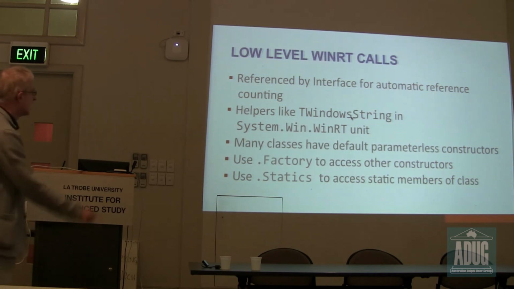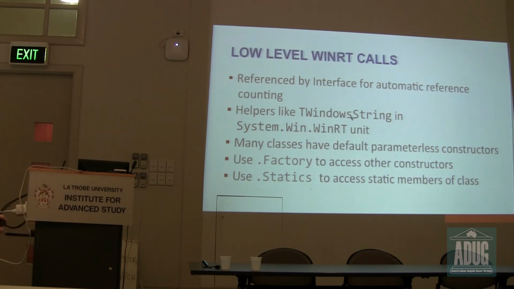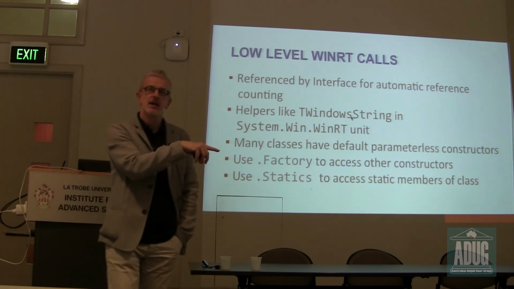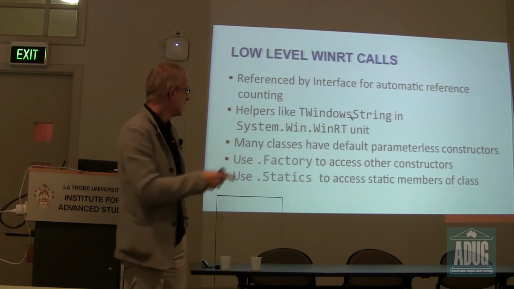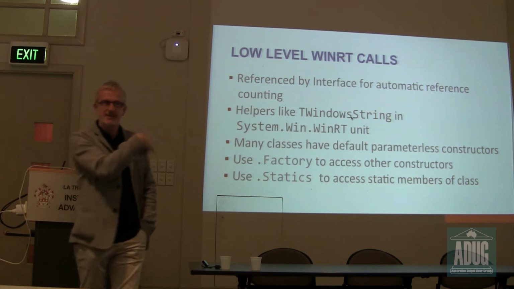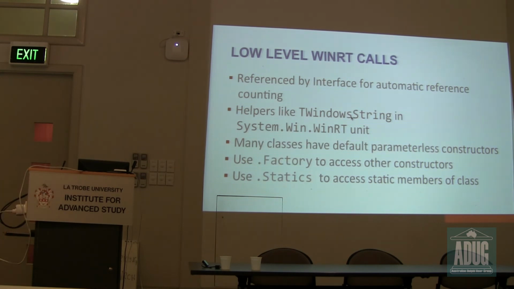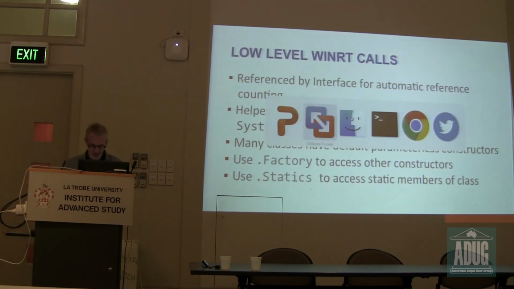Again, there's this unit with helper stuff, which is System.Win.WinRT. We generate a dot Factory and a dot Statics, kind of class references to call constructors and to call other global methods. Just our own way of exposing. And the rest is interfaces. So the factory is used for creating objects at times, not the only way. So let's look at some code here.